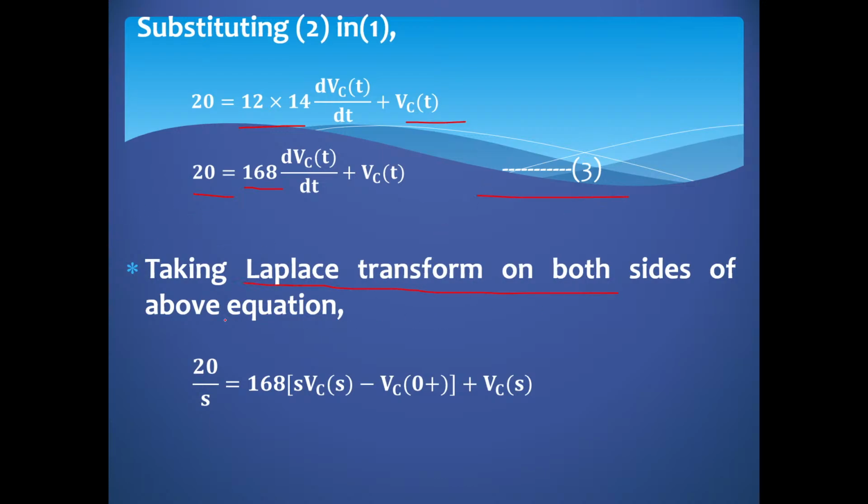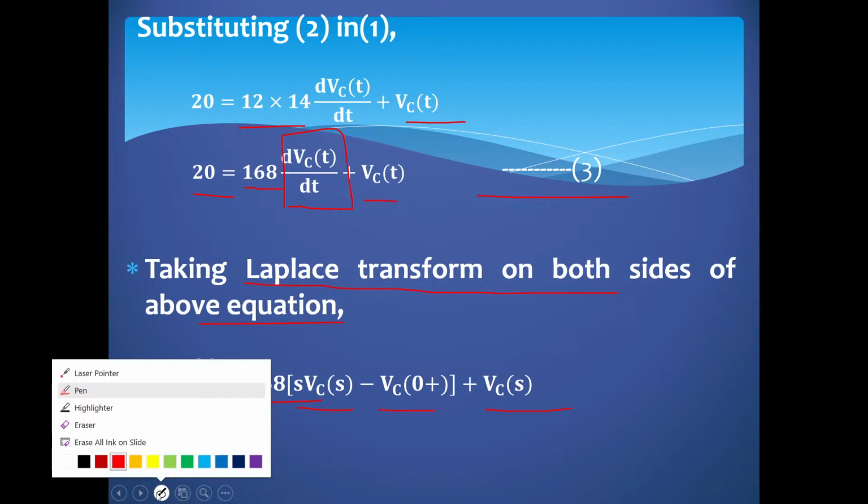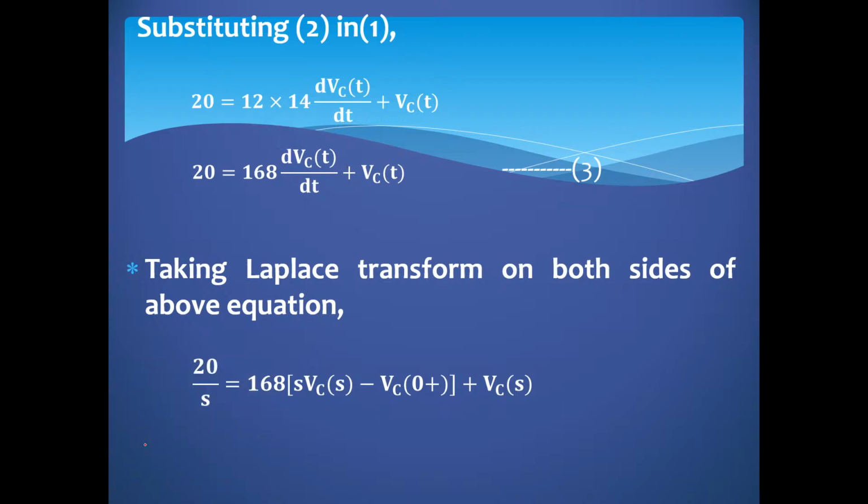Apply Laplace transformation to the above equation. So 20 into 1 by s. We are considering here unit step input. That's why, whatever V value is there, we always write V into 1 by s. 168 is a constant into d by dt of Vc of t. What is the Laplace of it? S into Vc of s minus Vc of 0 plus. And Laplace of Vc of t is Vc of s. Just write it down quickly.